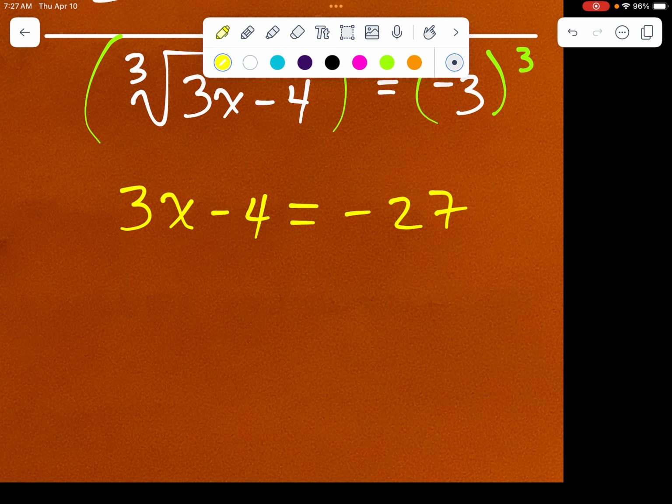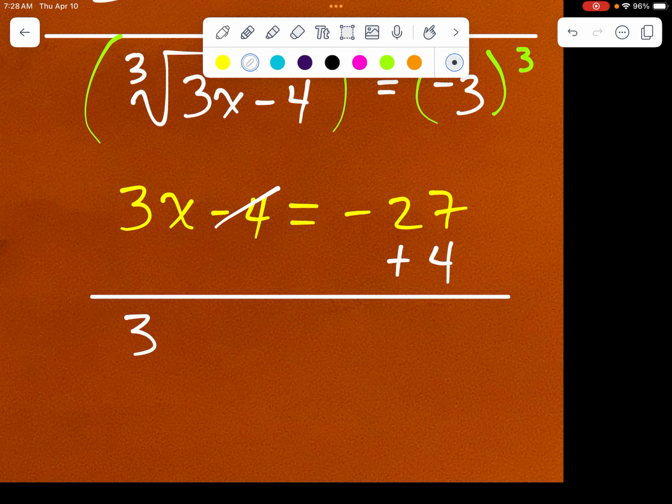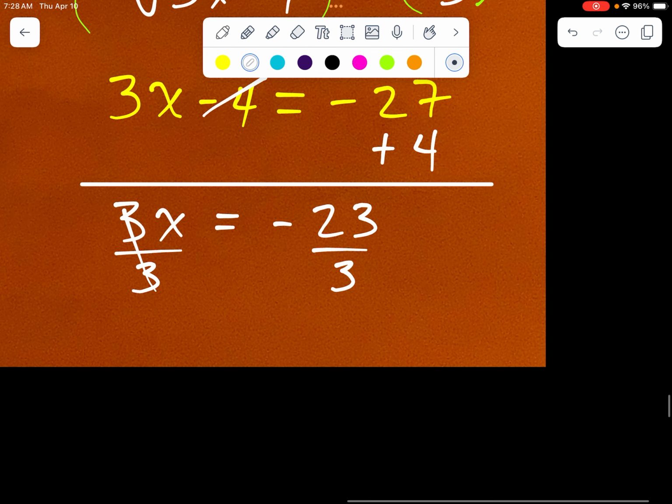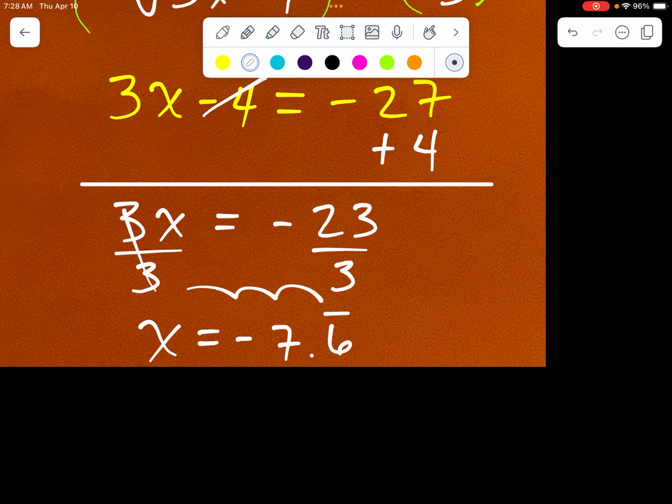Now let's get x by itself. We start with add and subtract. Do the opposite of minus 4. We're going to plus 4 to the other side. 3x equals negative 27 plus 4, which is negative 23. And then we're going to divide by 3. Divide by 3. And when you do negative 23 divided by 3, you get a decimal of negative 7.6 repeating.